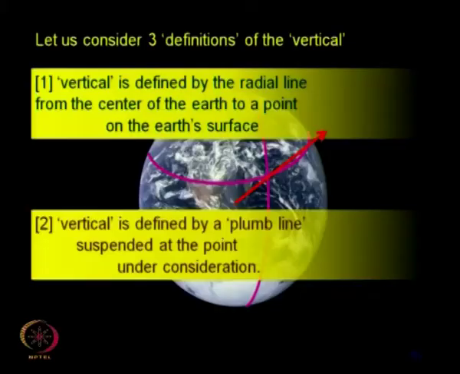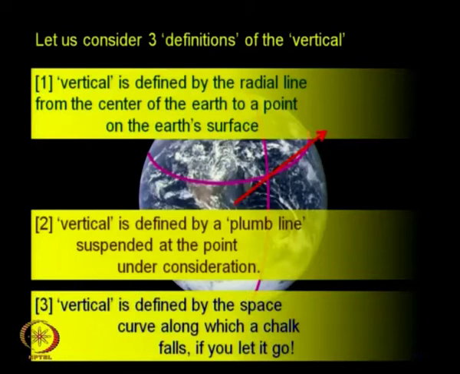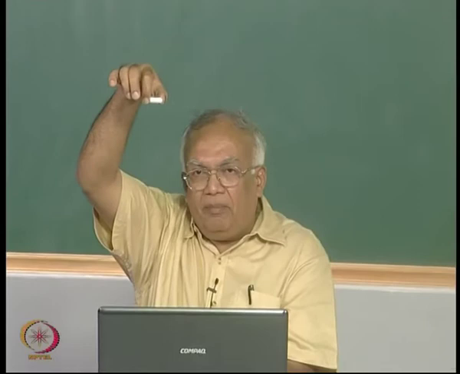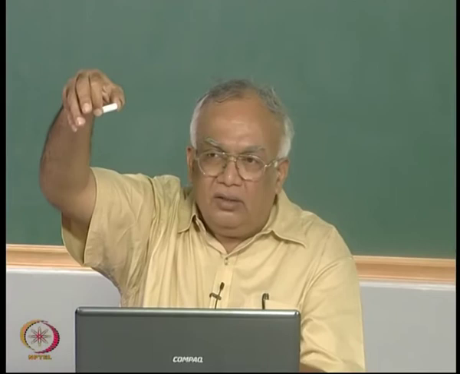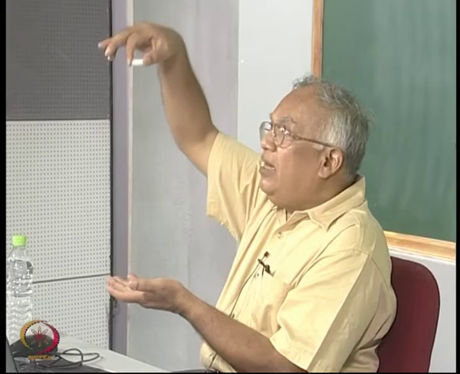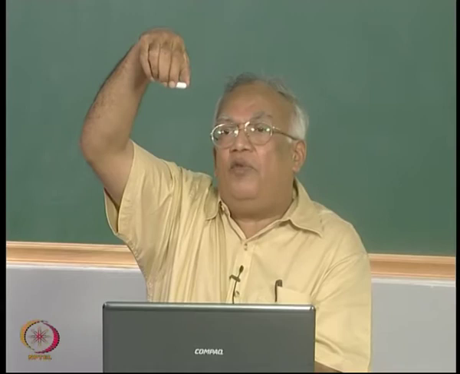And we consider a third definition, that you take a piece of chalk, hold it and let go. You take a piece of chalk or any mass, does not matter, you can take a piece of marble or a water bottle or anything that you have in your hands. Let go and define the vertical as the line along which its center of mass falls. You can define a vertical as the line along which the center of mass of any object falls.